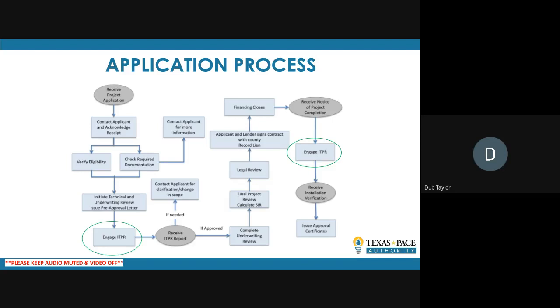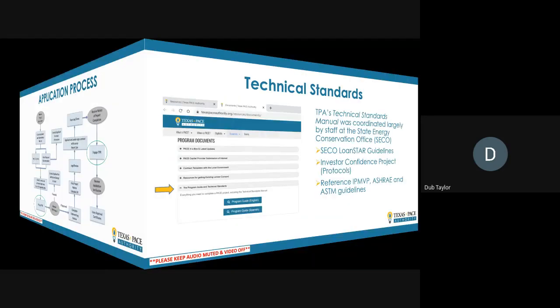This is an opportunity, if you're an engineer, to participate and review projects as they're happening around the state to ensure that they meet all the PACE requirements. Outside of those two circles, any owner can contract or bring in any engineer to help design the project too. And so there's really two opportunities. And we'll go into that more in detail in just a moment.